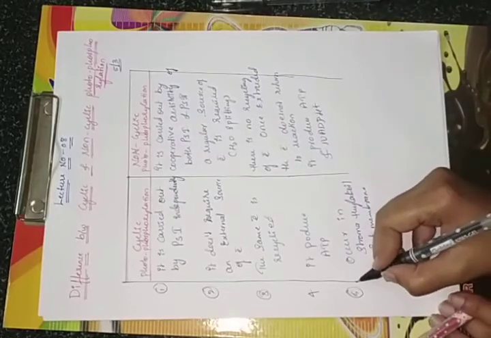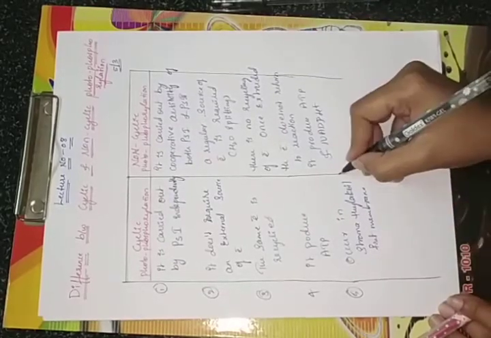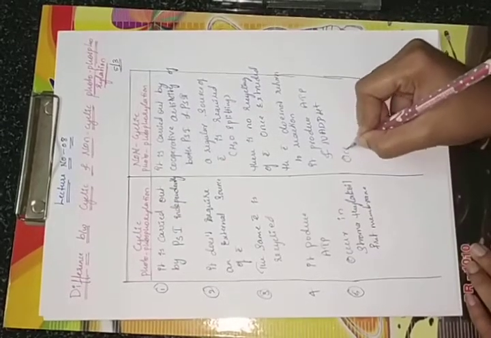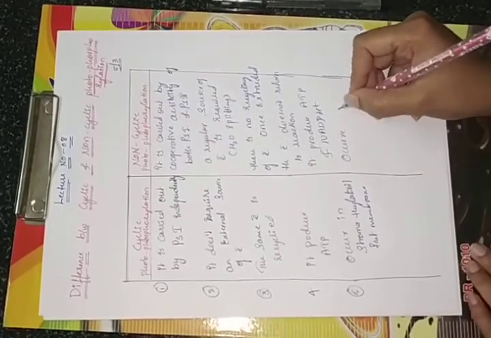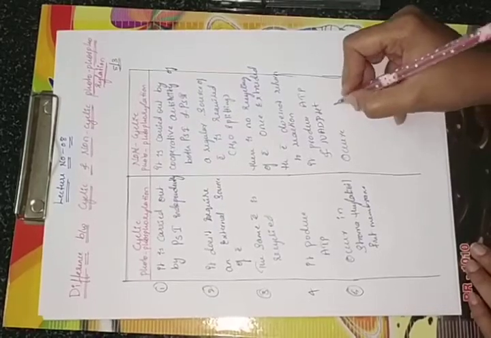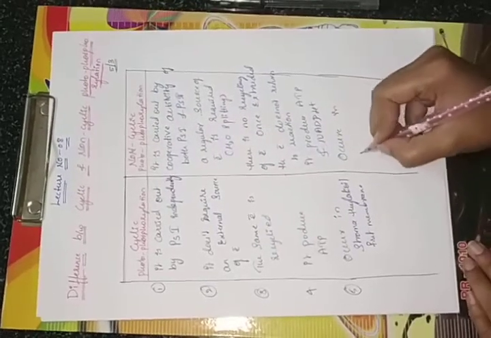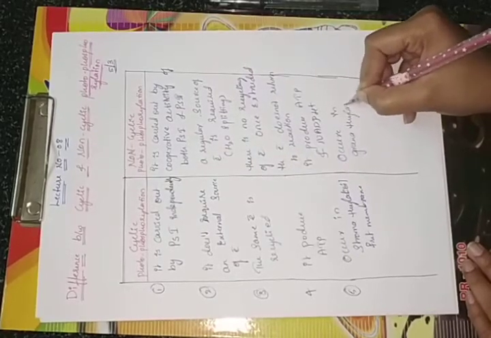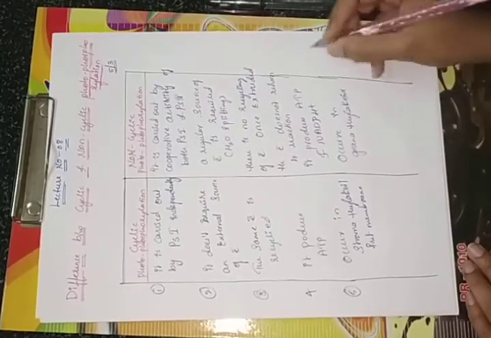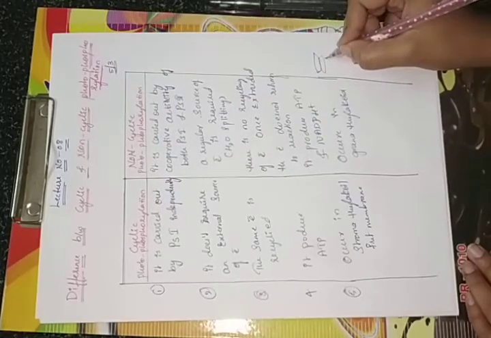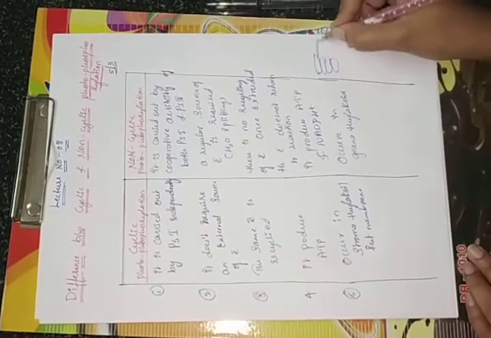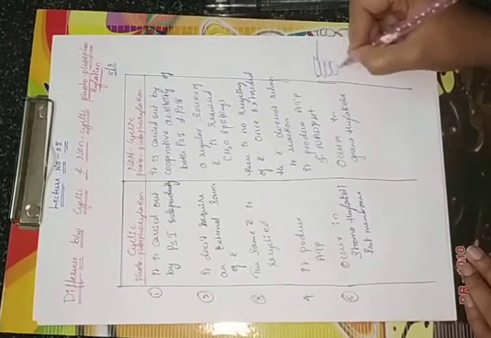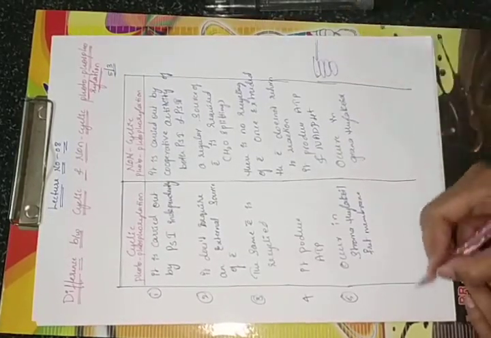Let me extend the line. Here, non-cyclic occurs in grana thylakoid. Don't get confused. See, this is grana. This is fret membrane. This fret membrane is also called stroma thylakoid. These thylakoids are also called grana thylakoid.